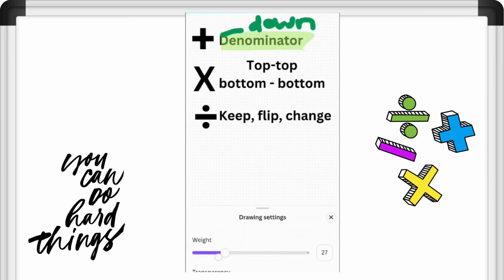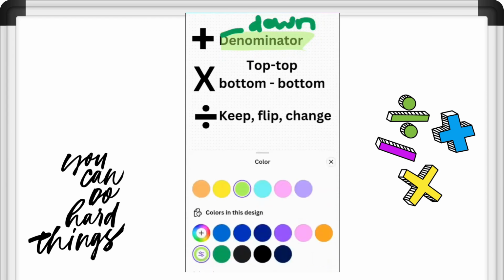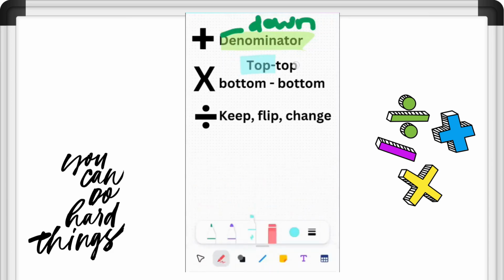Next thing we need to remember, what happens when we multiply? When we're going to multiply, all we have to do is multiply the top with the top and the bottom with the bottom. And before we do that, always look if you can cross cancel. So the two of the opposite sides, see if you can multiply or divide the two with each other.